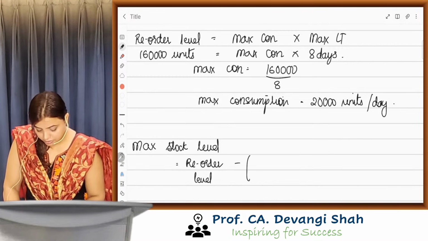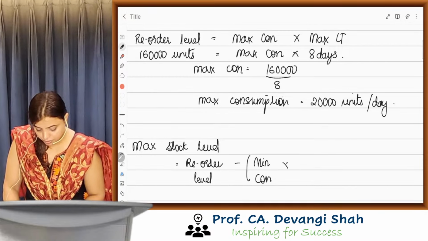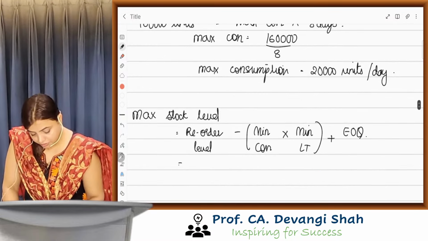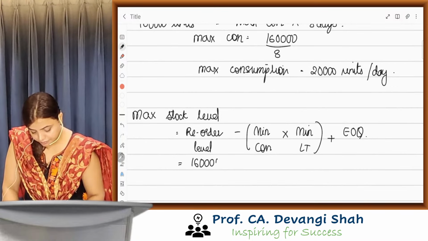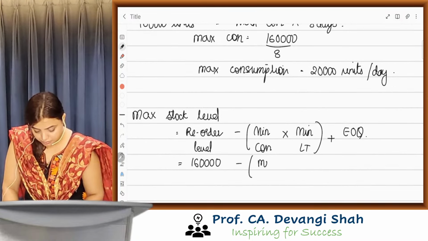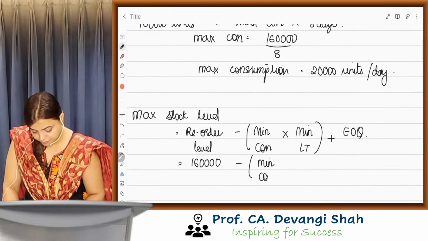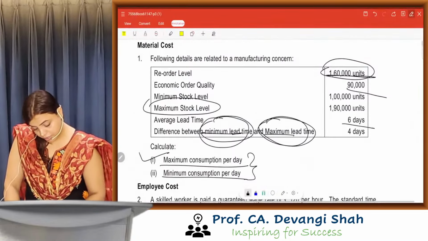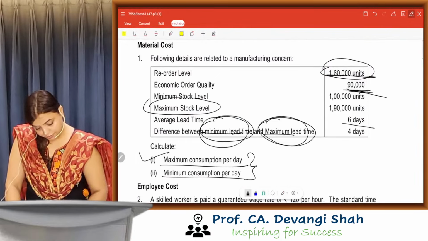Maximum stock level formula is reorder level minus minimum consumption into minimum lead time plus your EOQ, right? Reorder level we already know 1,60,000. Minimum consumption is something that we need to find. Minimum lead time is 4 days. EOQ is also given to us in the question. EOQ is 90,000.